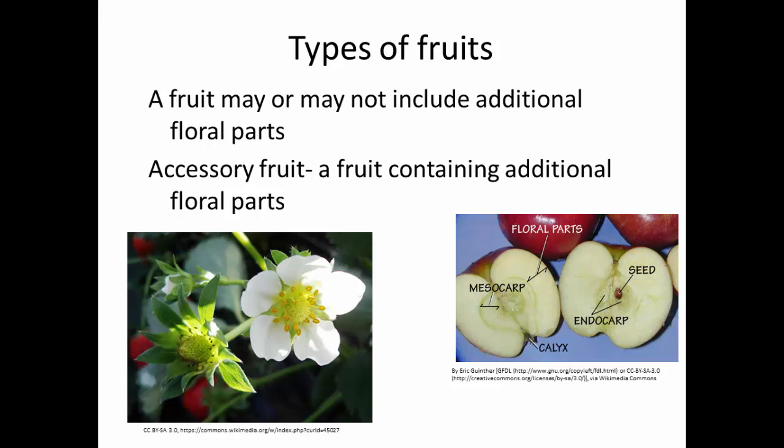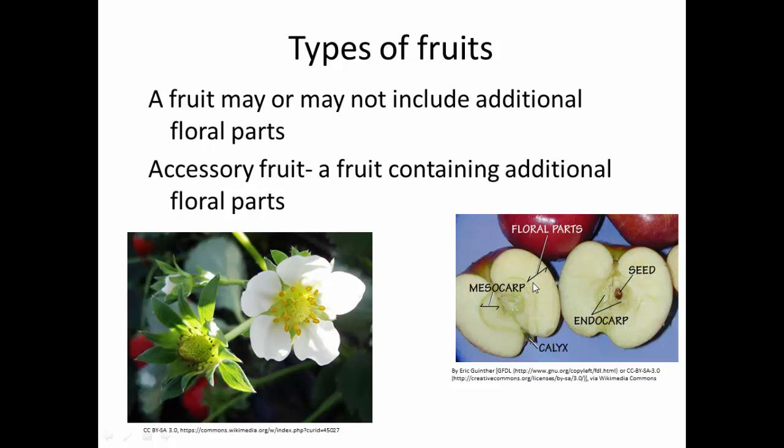So, as I mentioned previously, a fruit may be made entirely up of the ovary wall, or in some cases, it includes other floral parts. And when it includes other floral parts, it's called an accessory fruit. So, examples of accessory fruits include fruits like apples and pears.